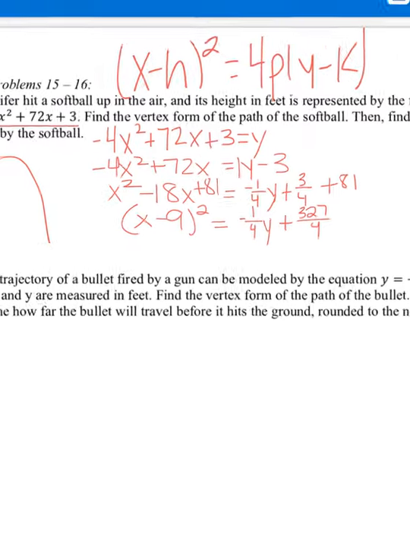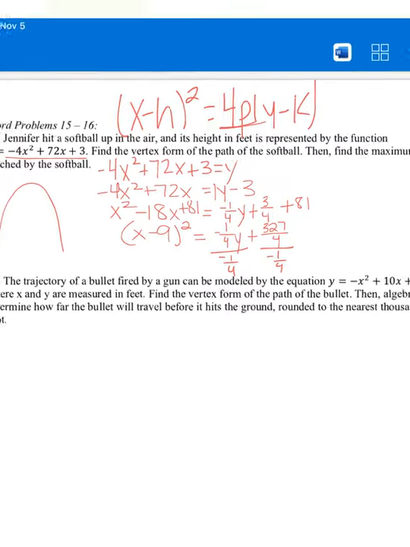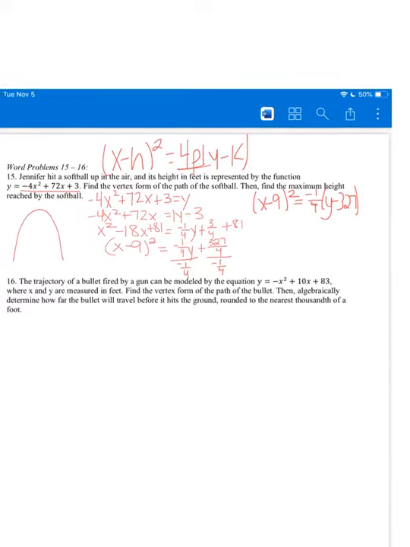And then my last step, again, I need to factor out this 4p value. So I'm going to divide by negative 1 over 4. Do that right in the calculator. Make sure you put parentheses in. The biggest problem on your last test was that you did not put parentheses when you were dividing by a fraction. So vertex form is x minus 9 squared equals negative 1 over 4 times y. This is a 4, not a y. y minus 327.